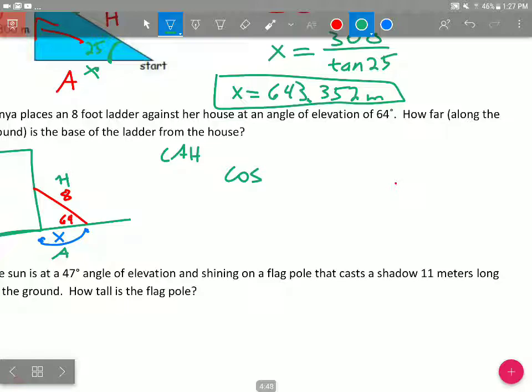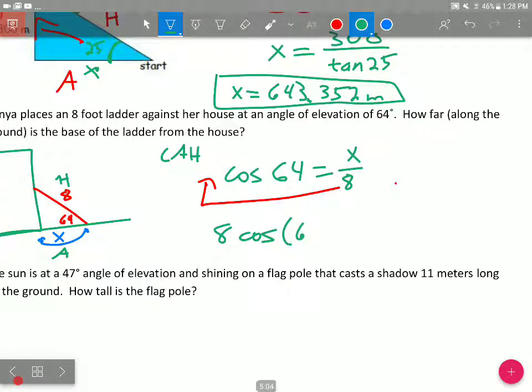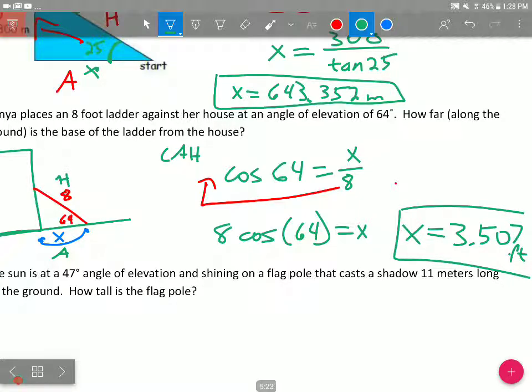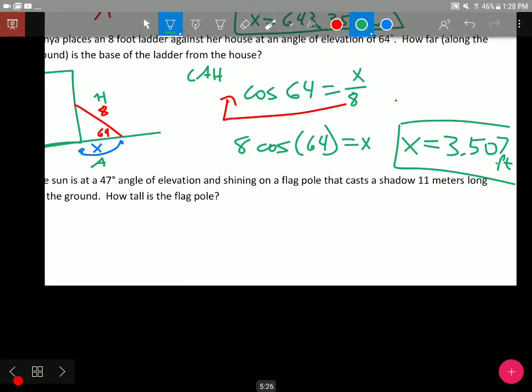So the cosine of your angle, not 69, 64, equals adjacent over hypotenuse. All right, when x is in the numerator, all I can do is just move that 8 over, multiply that by that 8. So that's 8 cosine of 64. So x equals 8 cosine 64. That seems really short. Okay, 3.507. I think we should have feet. Cool. Sorry. Let's just finish this page out.